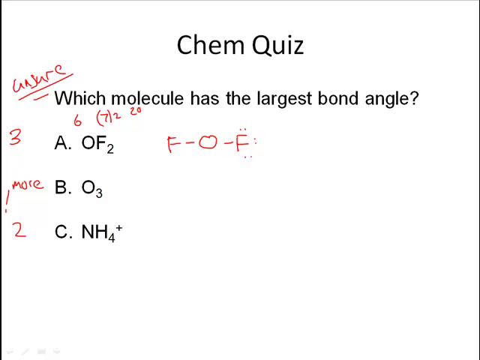2, 4, 6, 8, 10, 12, 14, 16. So 2, 4, 6, 8, 10, 12, 14, 16, 18, 20. Sorry, bad counting. We've got 20 there, including the 2 single bonds. Now, this here has 4 electron domains. You guys should be able to tell me what shape it would be.